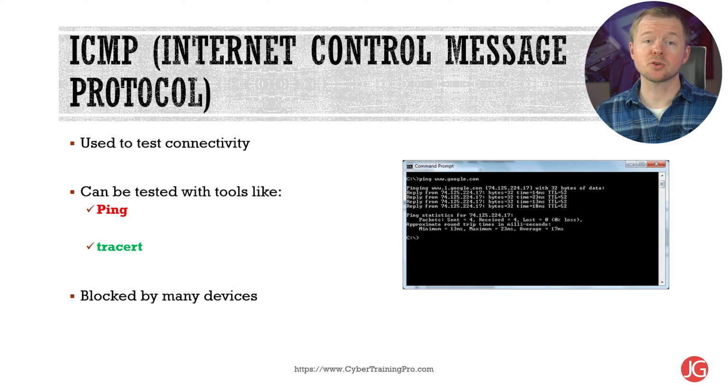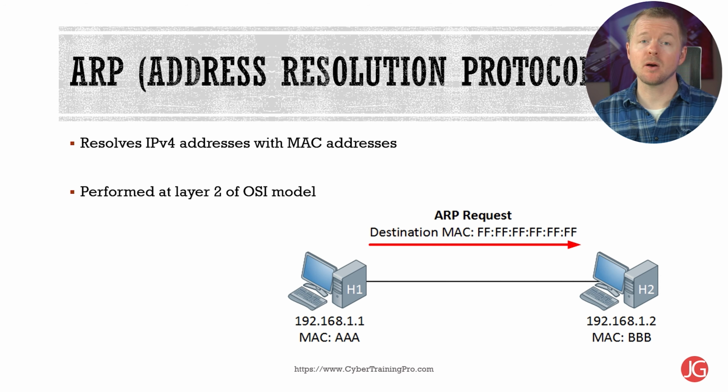ICMP, or the Internet Control Message Protocol, is used for testing connectivity with tools like ping and traceroute. Interestingly enough, we might have ICMP blocked on a lot of devices and systems because it's frequently used in attacks and mapping out a network by attackers. The Address Resolution Protocol, or ARP, takes IPv4 addresses and resolves them to Media Access Control, or MAC, addresses. MAC addresses are the physical hardware address of your network interface card and are used at layer 2 of the OSI model to deliver traffic to systems.